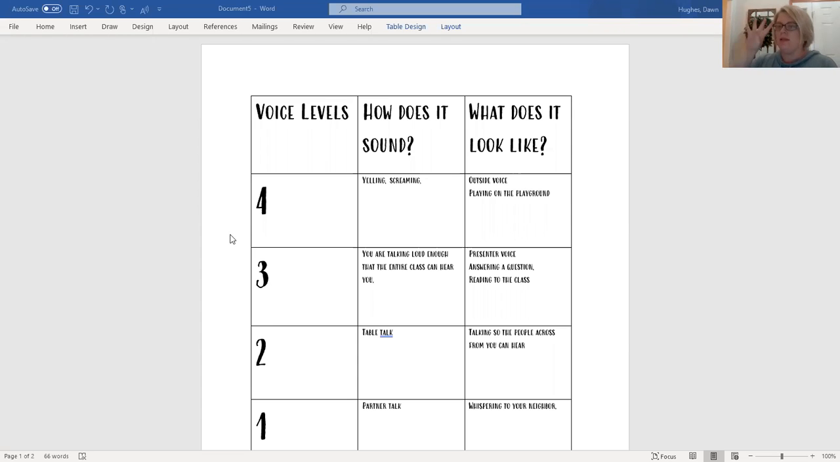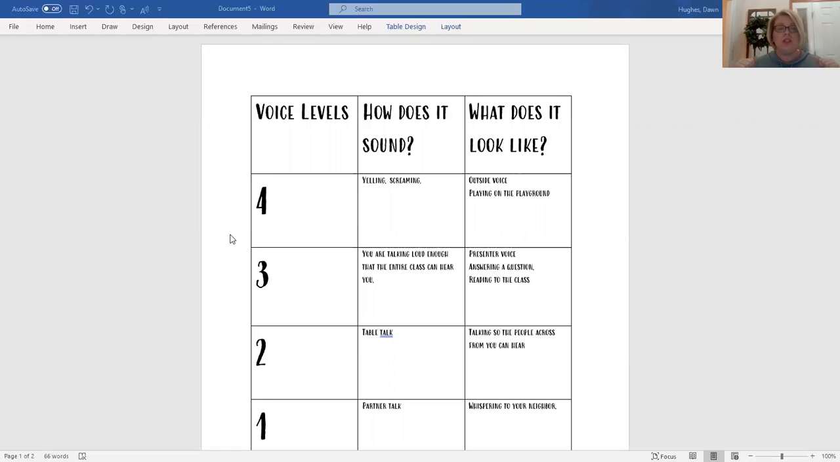So when Mrs. Hughes holds up her hand and says voice at a level 4, this is one of the times that I'll never ever do that again, because if your voice is at a level 4, you need to take that outdoors, because you're going to be yelling at your friend on the playground. You're going to be hollering to get somebody's attention. And so you really shouldn't be using a voice level 4 in the classroom.